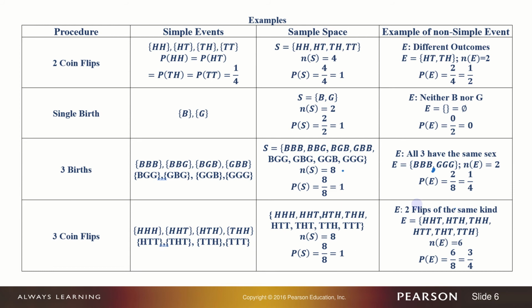Here I looked at a different kind of non-simple event. What if we're interested in the outcome having 2 of the same kind of result, meaning either 2 heads or 2 tails? Notice that the outcomes that would satisfy that requirement would be HHT, HTH, THH, HTT, THT, and TTH. So the number of such possibilities is 6 and the total number of outcomes is 8. So the probability of such an event occurring is 6 over 8, or 3/4.